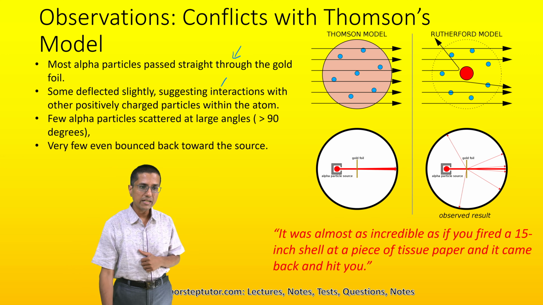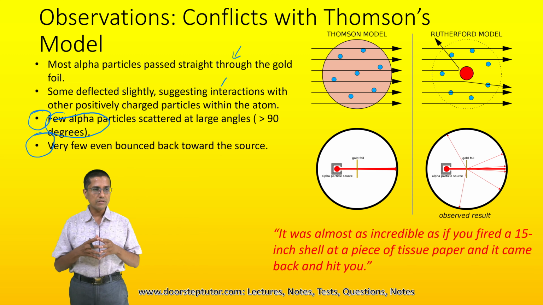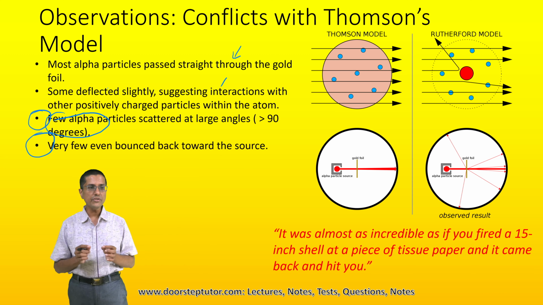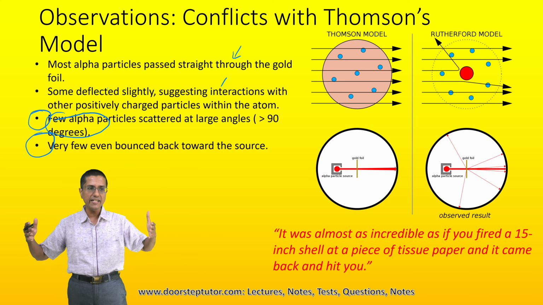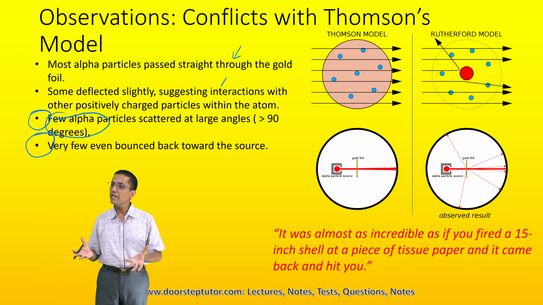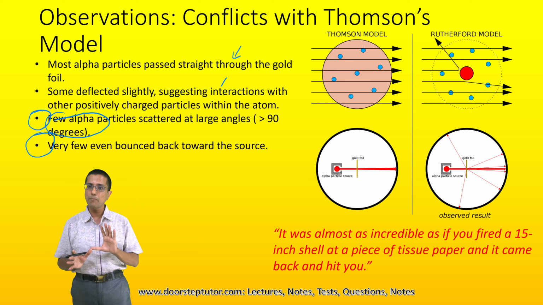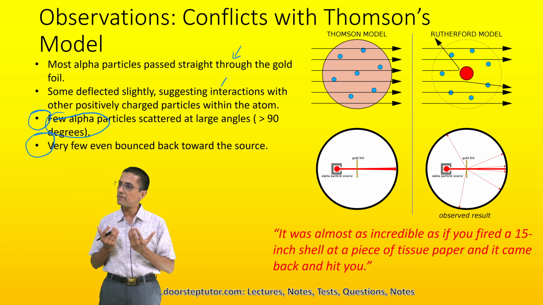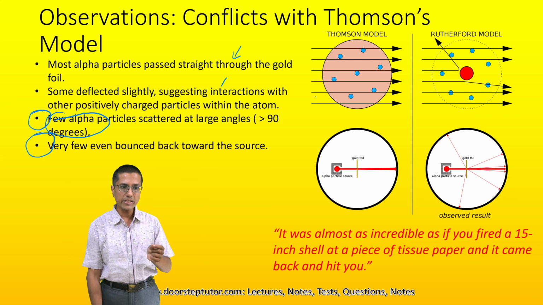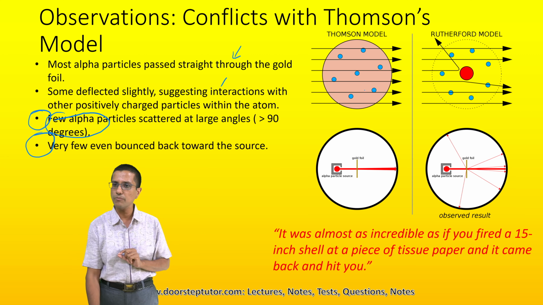But there were some particles, right? This was the actual problem. This line item is the actual problem. There were a few particles which scattered at angles greater than 90 degrees, and there were very few which reflected back. And how many were there? There were approximately 1 in 10,000 to 20,000 particles which just reflected back. And this was causing concern, because that could never happen in the Thomson model.